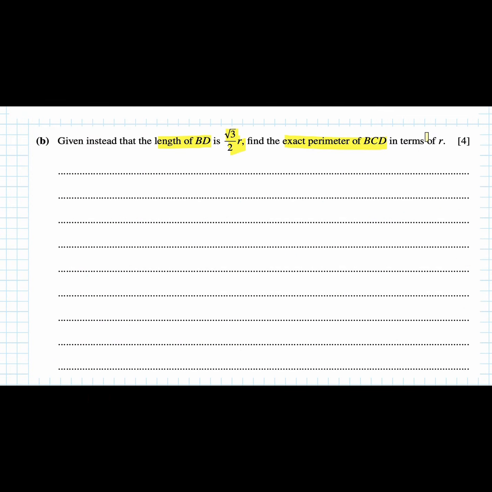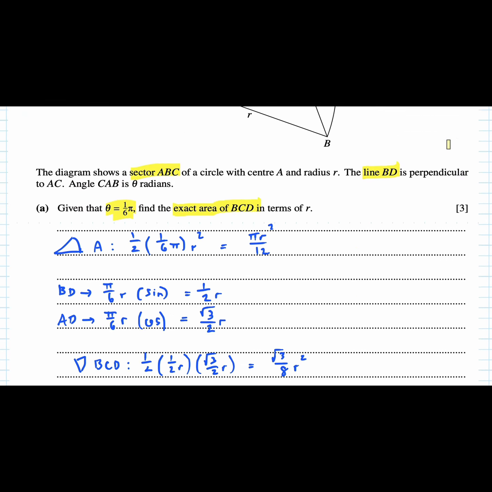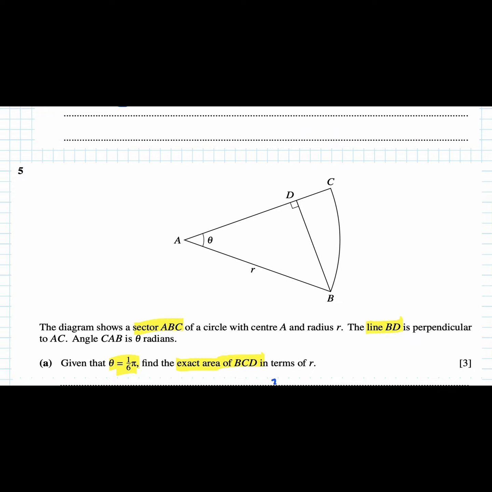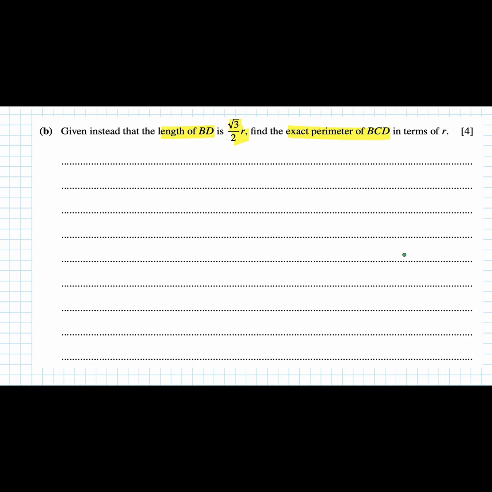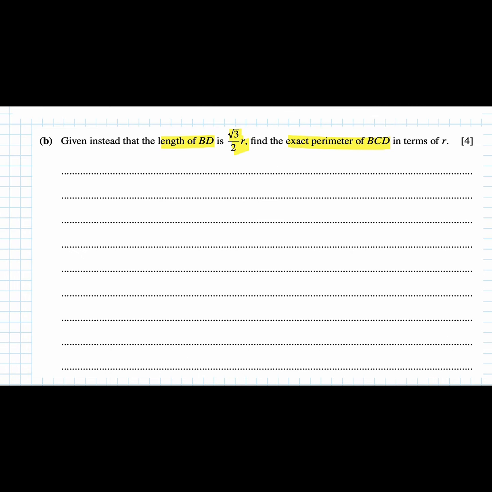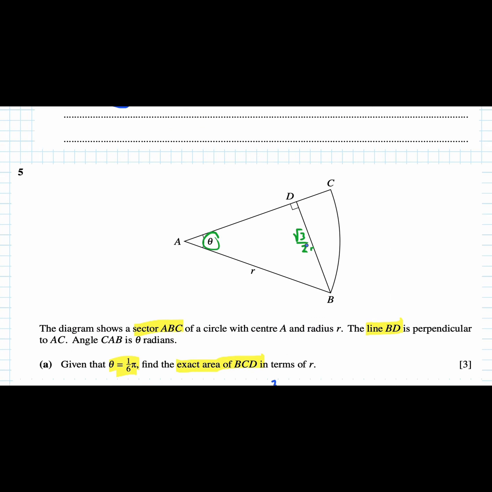So in part B, we're given a change. So the length of BD is now root 3 over 2 r, and we need to find the perimeter in terms of r. So this change is going to affect the value of our angle theta, and we're going to also have to find the length of the arc from B to C. So once we've got those two bits, we might be okay.